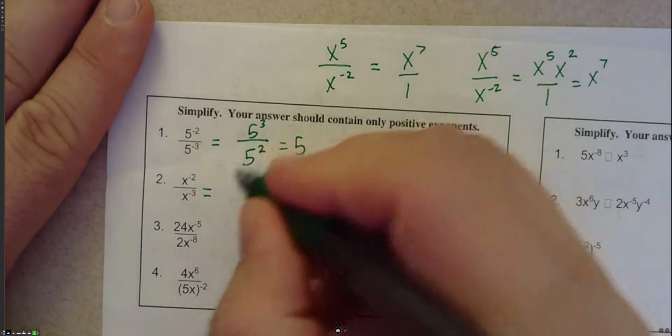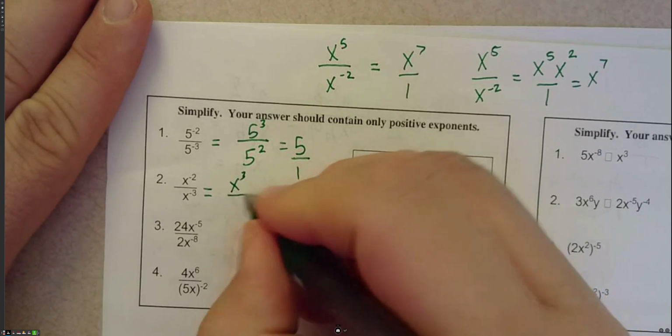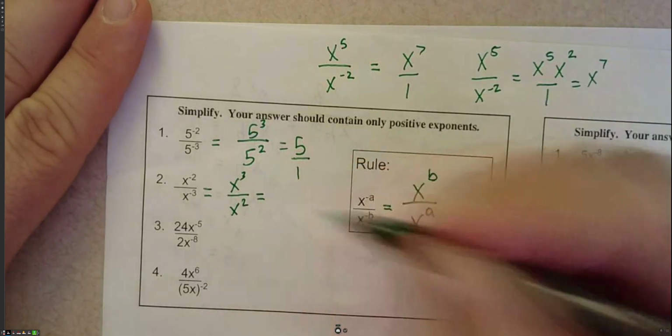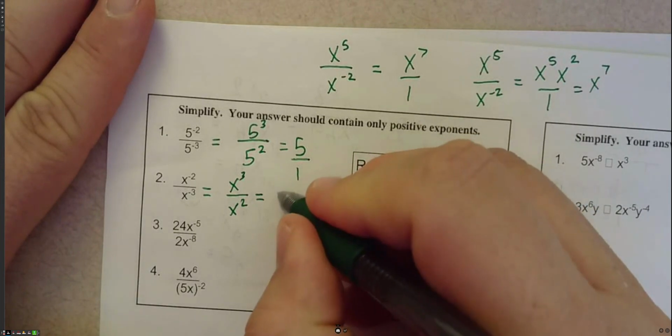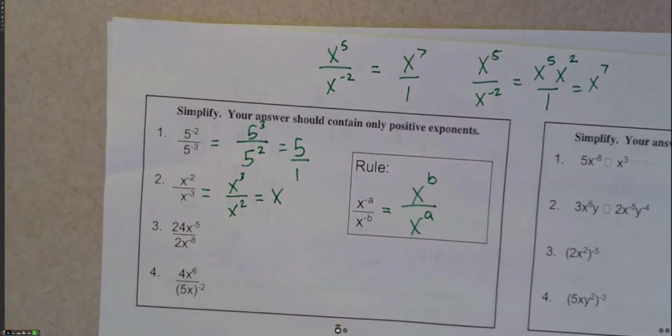These are in the wrong spot, so I'm going to put x to the third on top, x squared on the bottom. So I don't know about you, but as soon as I see a negative exponent, I like to move it to the right spot. So we end up with just x on top.